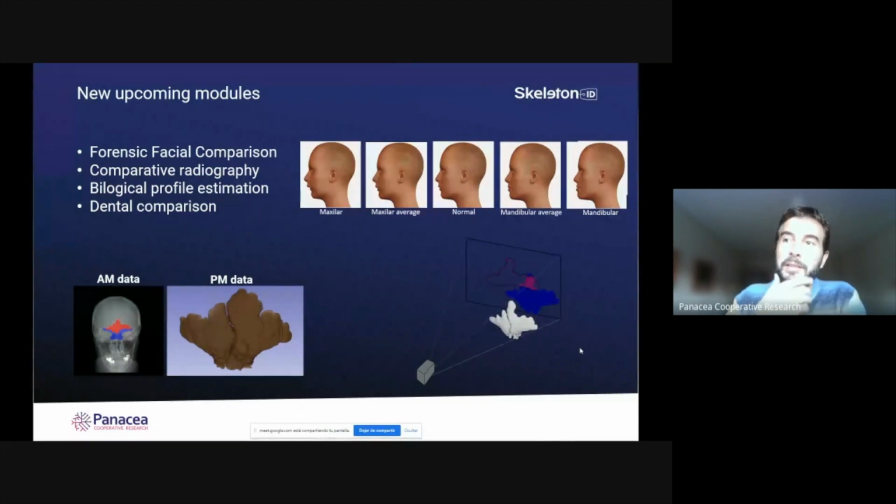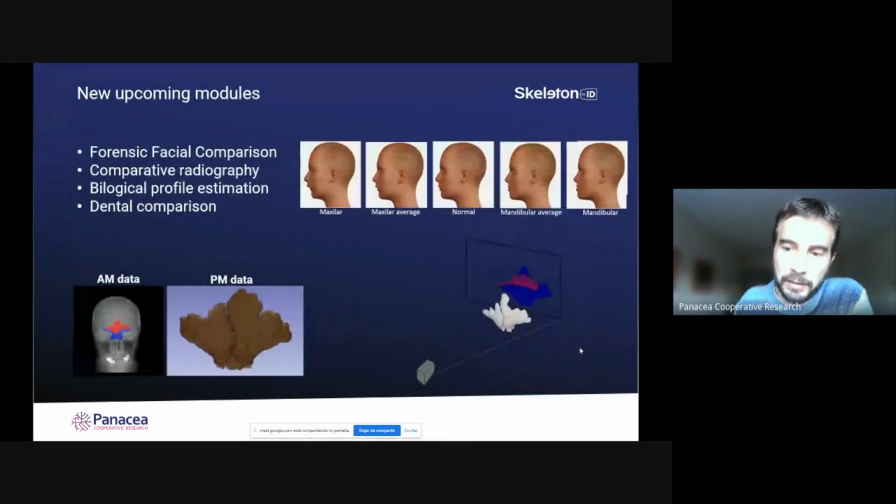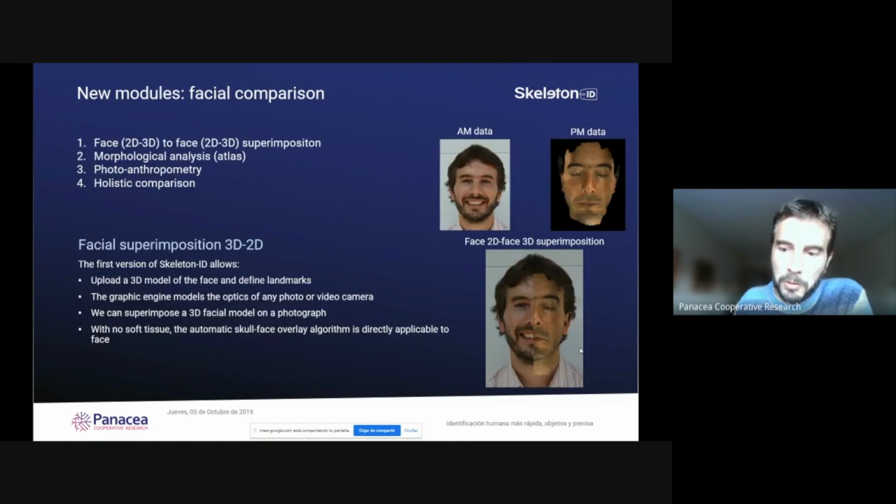We started many years ago trying to automate this technique, craniofacial superimposition, but for the last 5-6 years we have been working on other techniques: facial comparison, comparative radiography, as I said. So currently our software can already be applied to facial comparison as well.